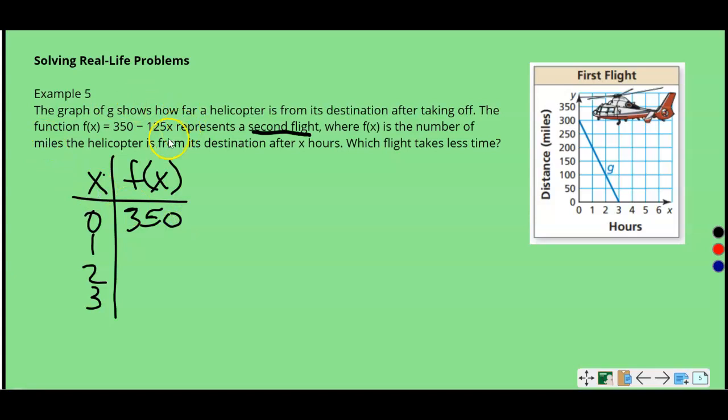All right, so what happens if you plug in a 1 here? All right, so 350 minus 125 times 1. 125 times 1 is just 125. So 350 minus 125 is 225.